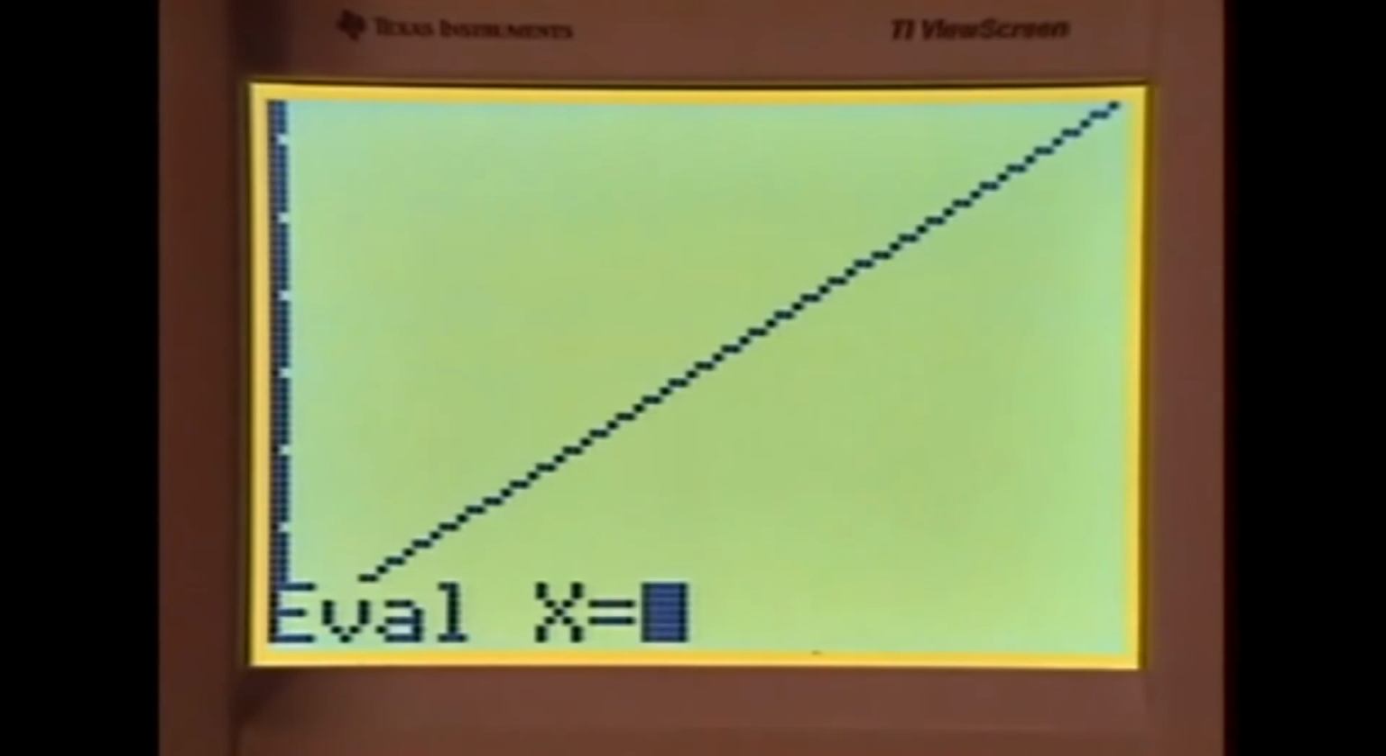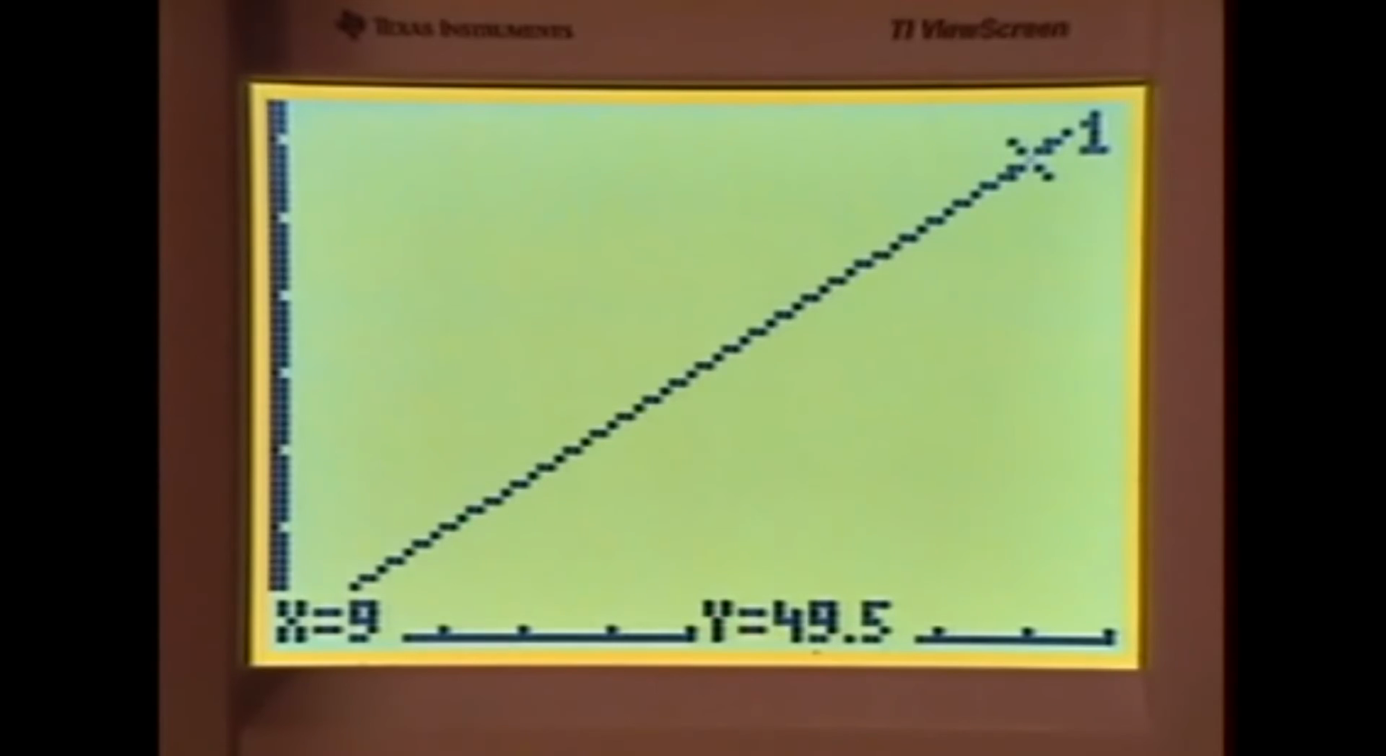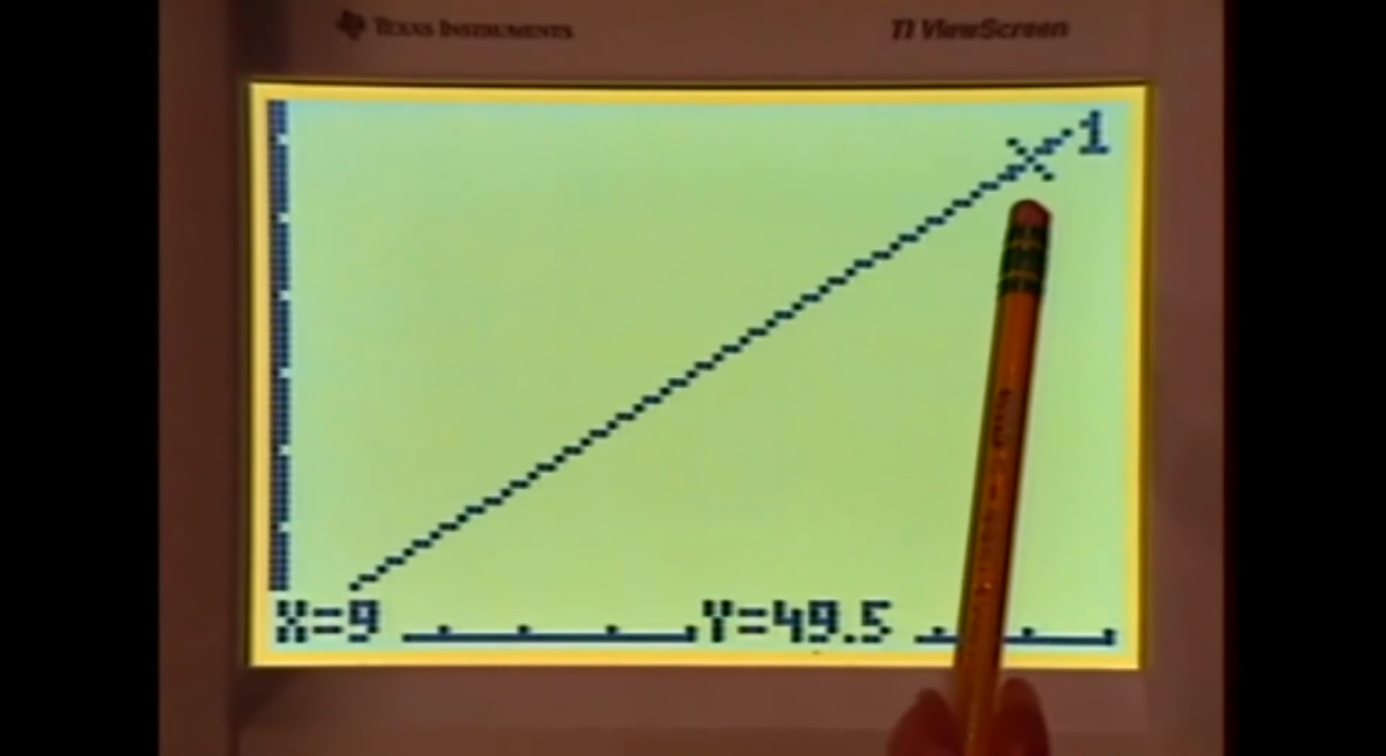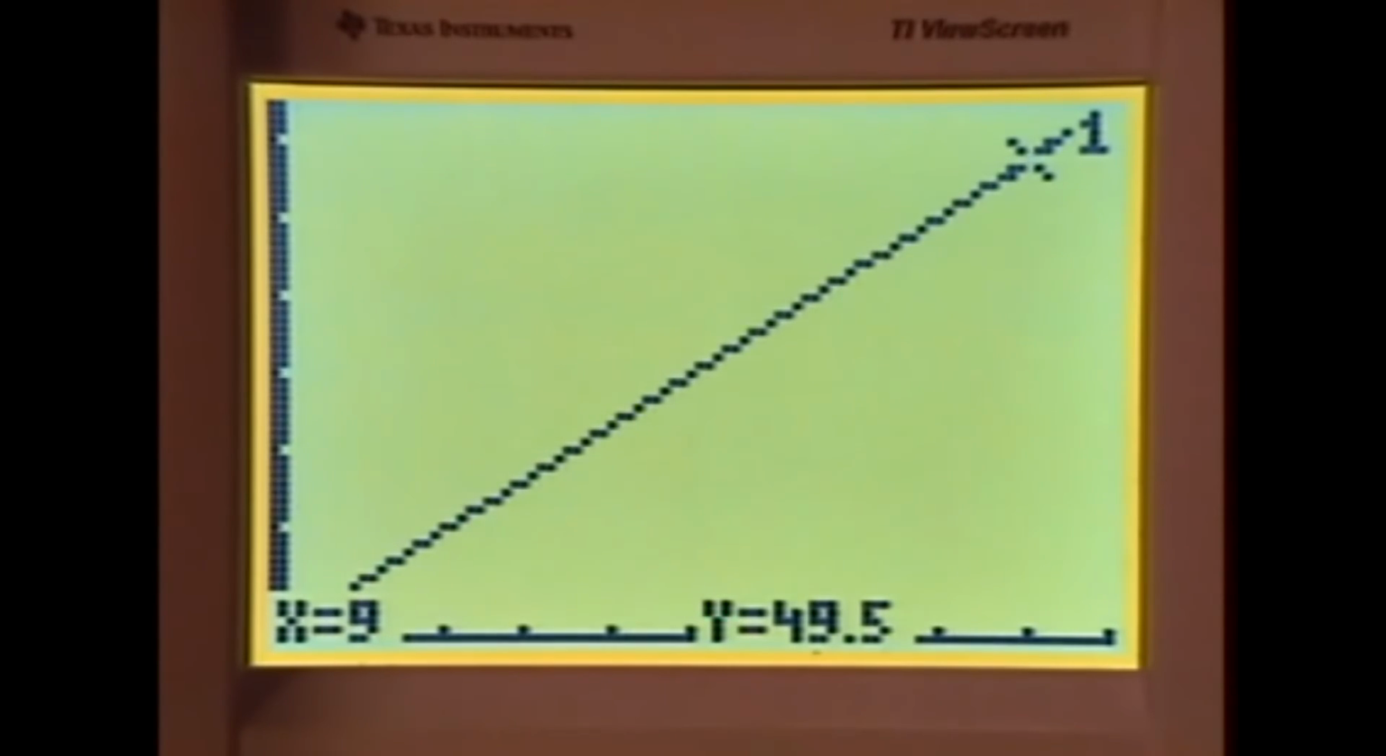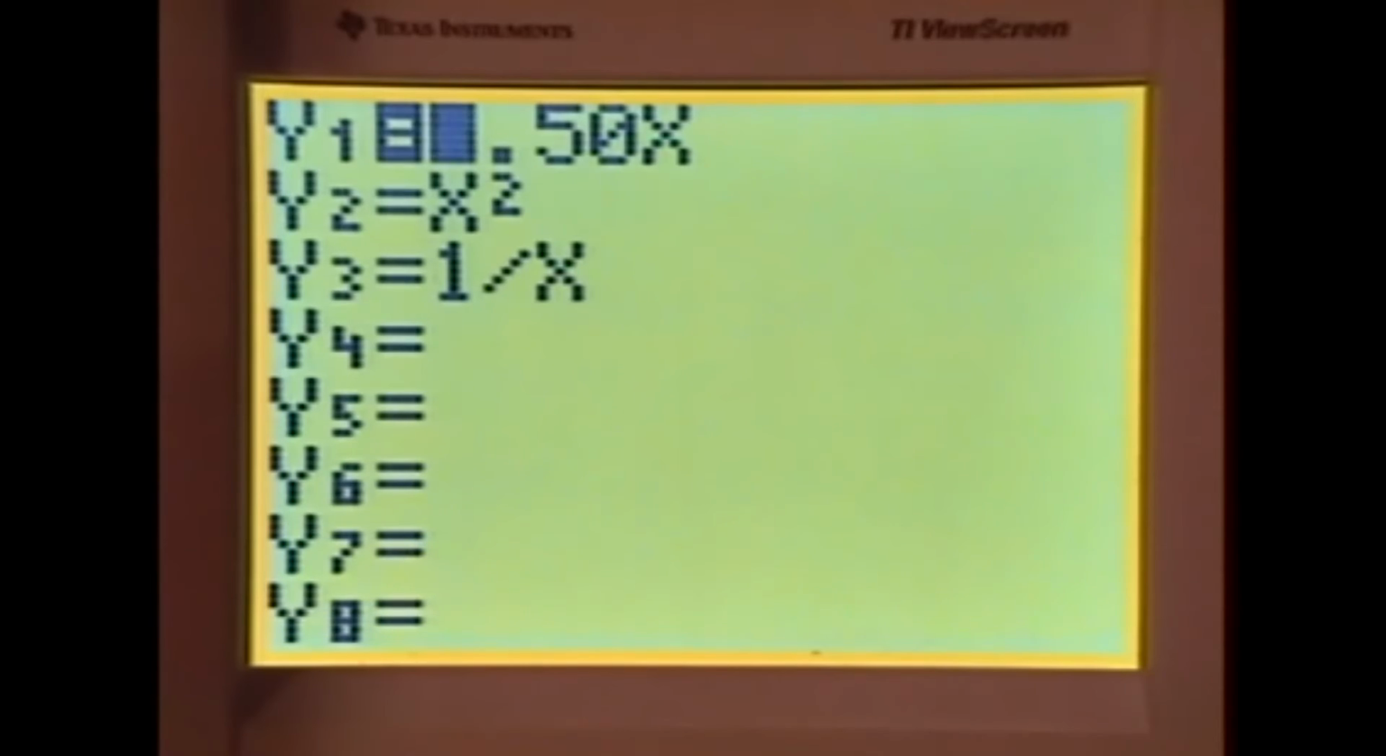If I push enter, this is going to evaluate the function at the x of your choice. So if you want to, let's say, work 9 hours, you push 9, and the calculator will give you not only the y value, the amount of money, but it also gives you the blinking cursor and locates that specific point.